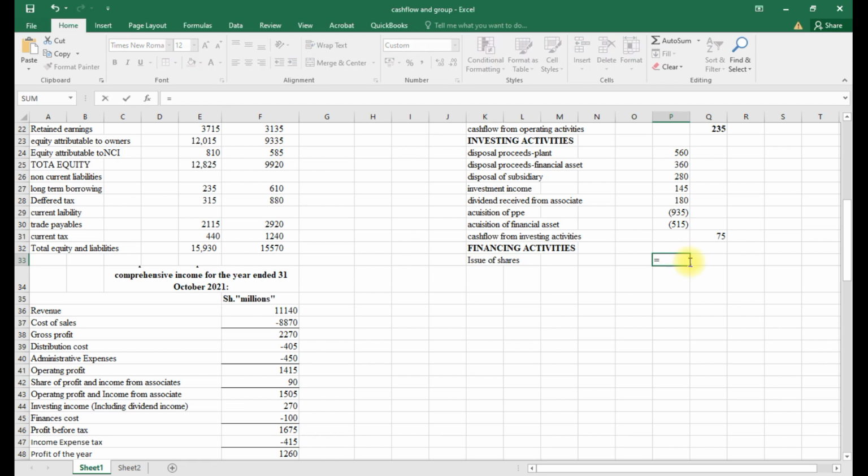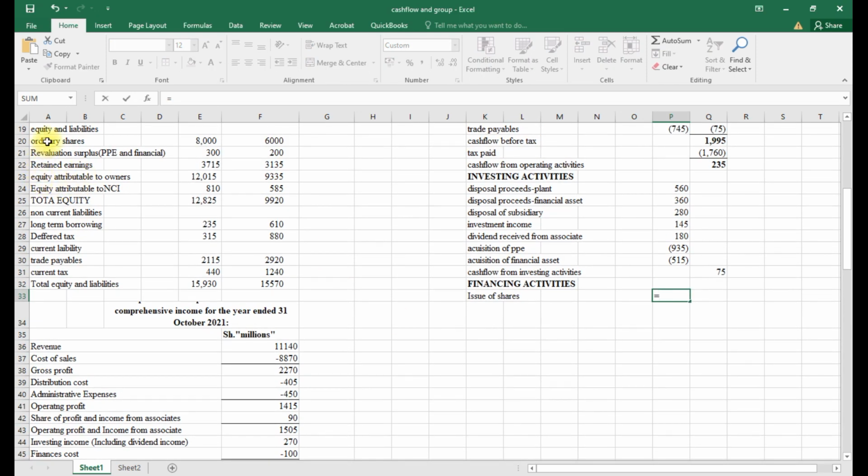When you look at our share capital, the movement of share capital here, ordinary, at the end we had 8, and at the beginning we had 6. So we issued shares valued at 2000. Revaluation rate we have captured.